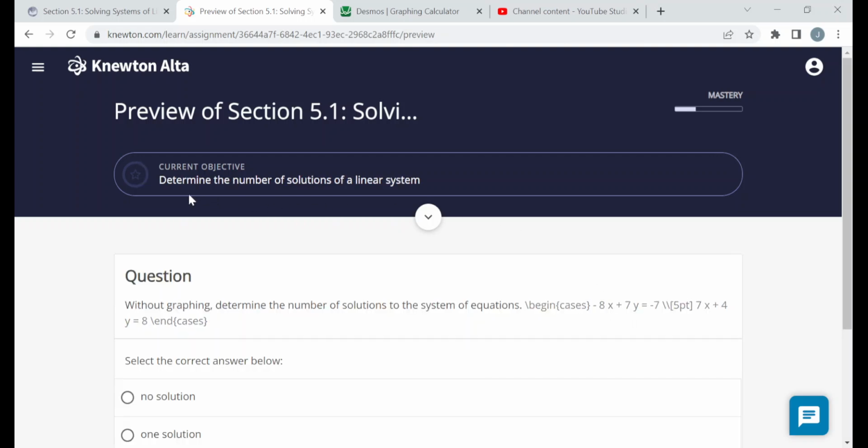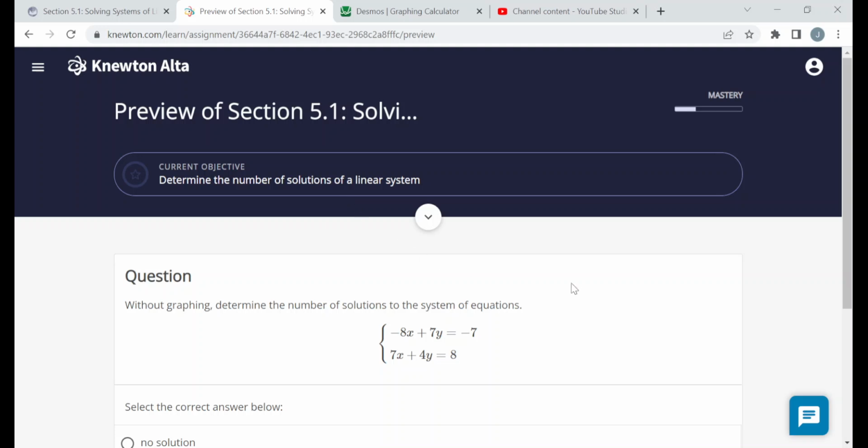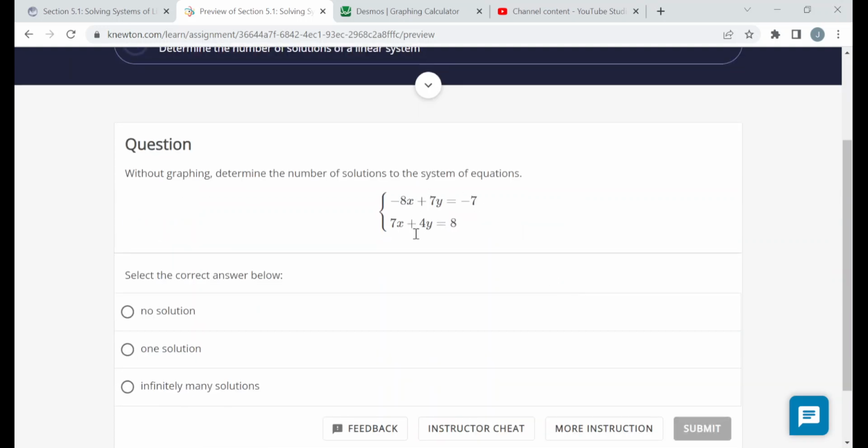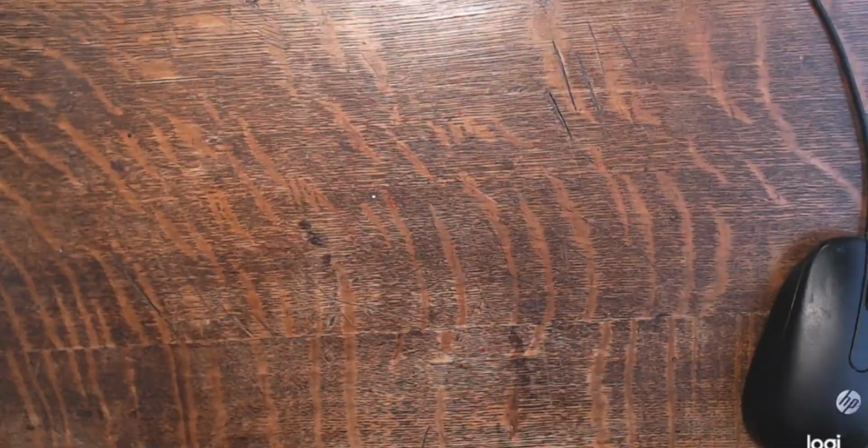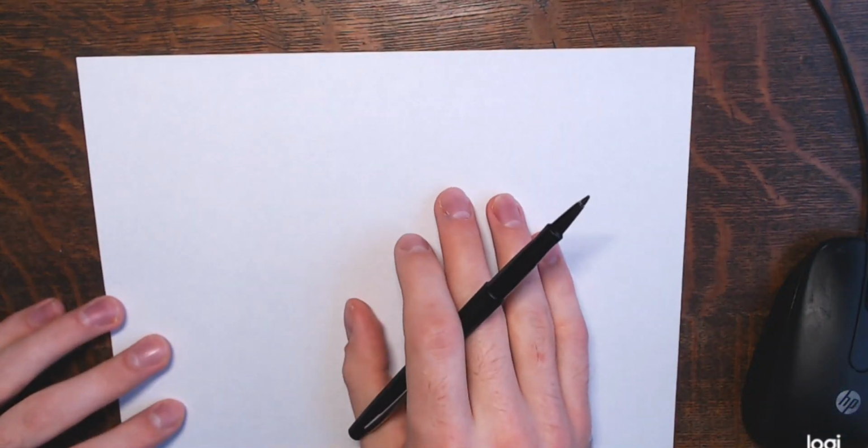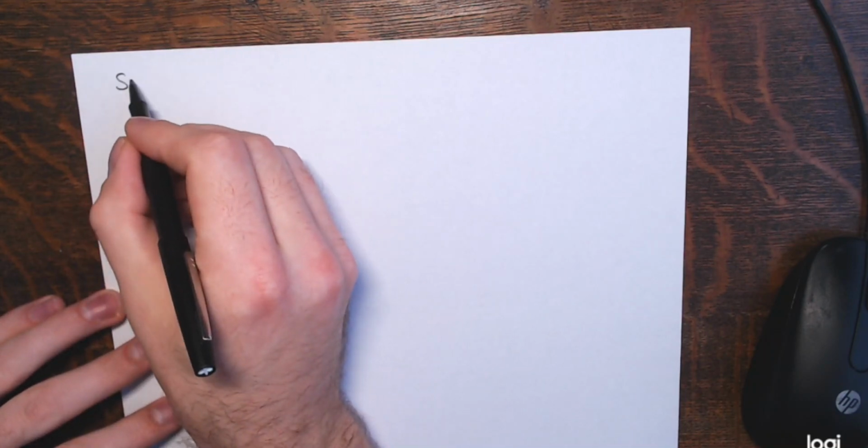All right, now this one's about determining the number of solutions of a linear system. With all of these systems of 2 linear equations you've seen so far, all the examples we've been looking at have had one solution: exactly one point where they cross each other. But you could also have no solution if the 2 lines are parallel, or infinitely many solutions if they're the same line. So I'll write out each of those cases.